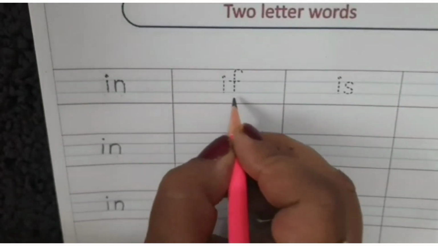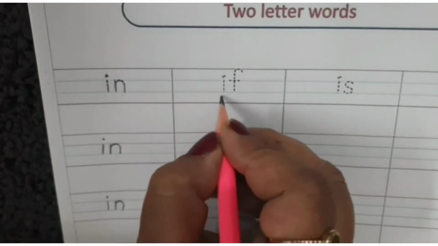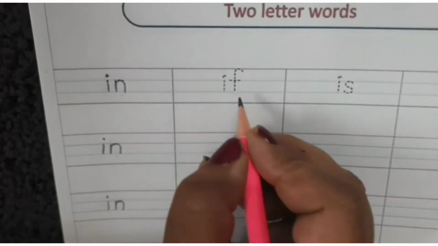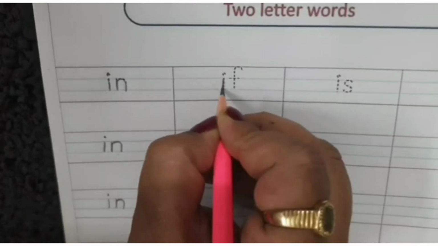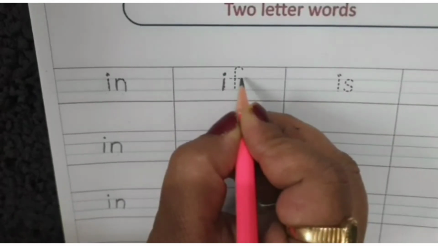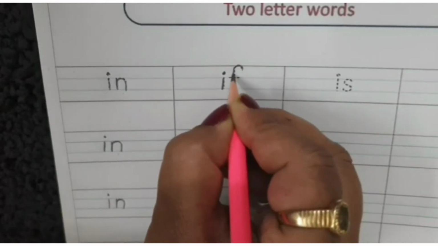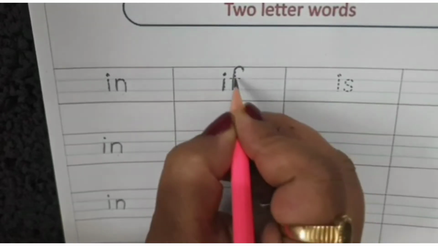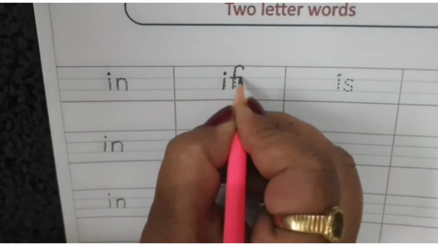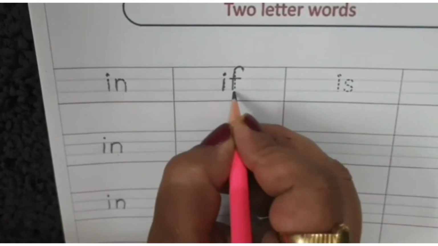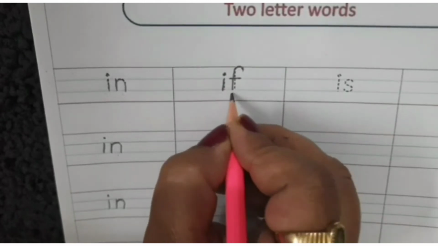It is I for if. I, F, if. So let us trace it. Standing line and a dot, and we will write F. From a little bit below the red line, we will make a curve and come straight down like this, and sleeping line on the first blue line. I, F, if. I for if.